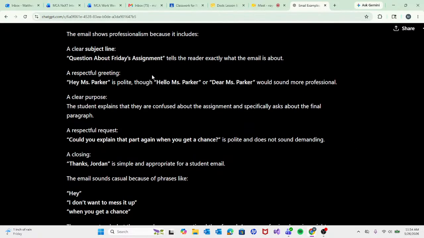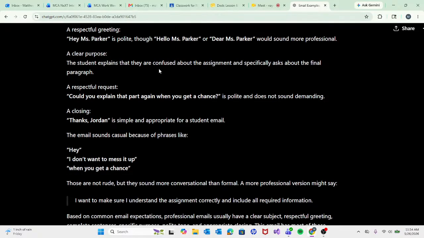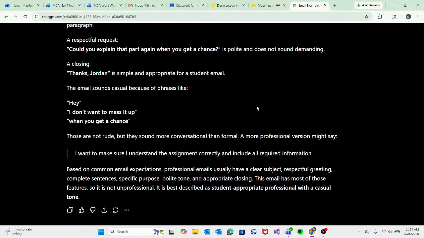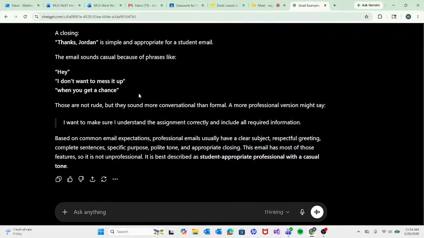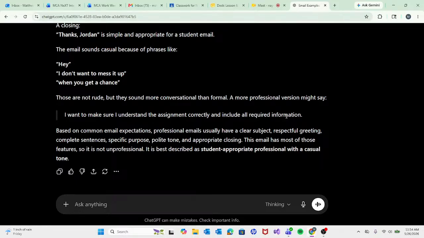It looks at our subject line. We looked at the greeting and the difference between hey versus hello and dear. Does it have a clear purpose? Okay. What is the closing like? So it's a little more on the casual side with the hey, I don't want to mess it up, and when you get a chance. Now, note that these aren't intended to be rude, they're just more conversational.